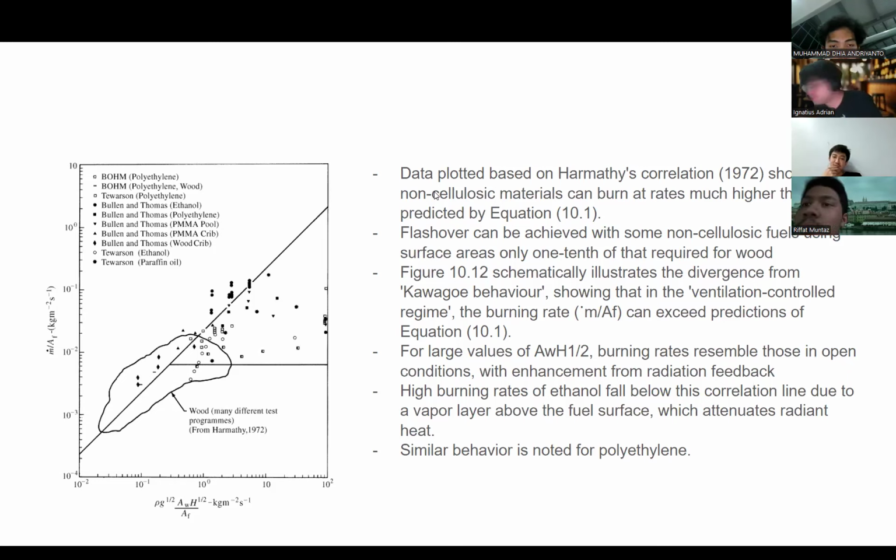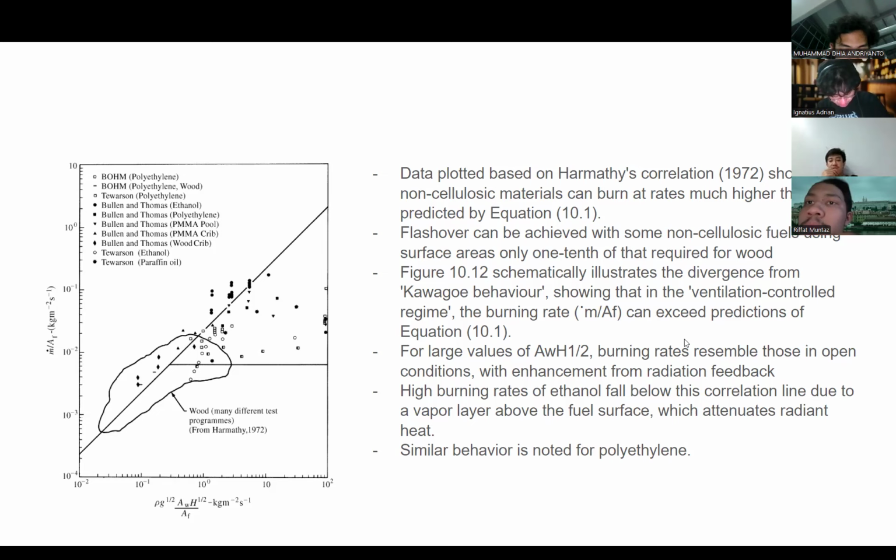Figure 10.12 systematically illustrates the divergence from Kawagoe behavior, showing that in the ventilation controlled regime, the burning rate, m dot over AF, can exceed predictions of the equation. And for large values of AWH^1/2, burning rates resemble those in open conditions with enhancement from radiation feedback.